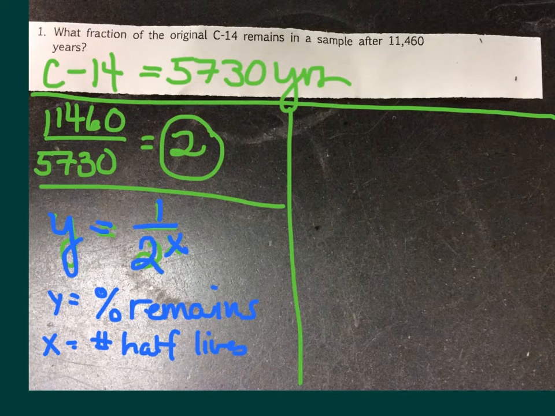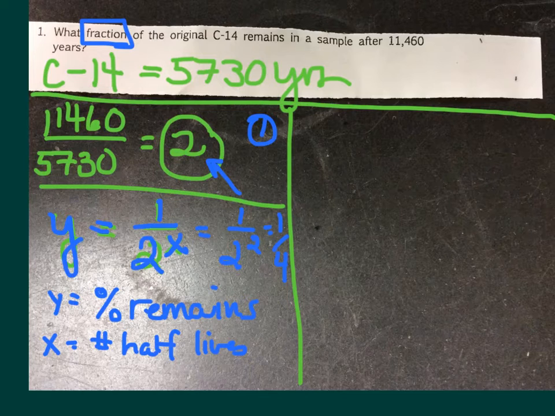So in step 1 of problem solving, we determined that there were 2 half-lives that passed. To determine the amount that remains, we simply sub 2 half-lives in for x, and we end up with 1 over 2 to the 2, which is the same as 1/4. This is convenient because the question says specifically what fraction. It does not ask for what percent.